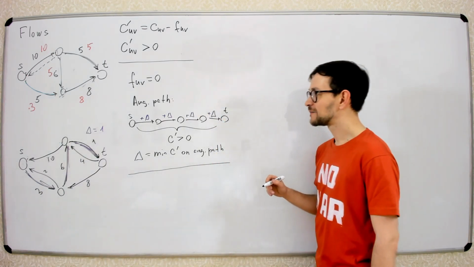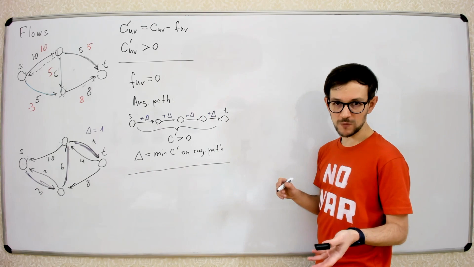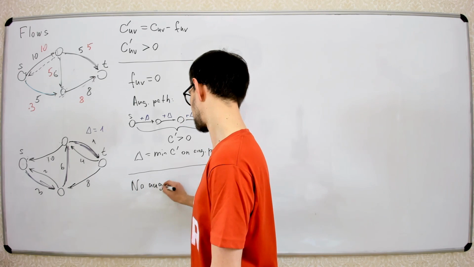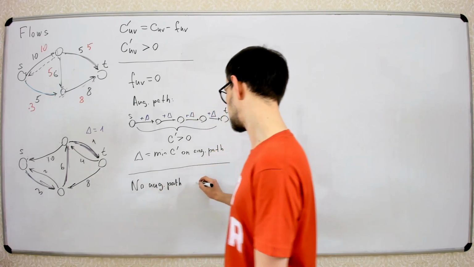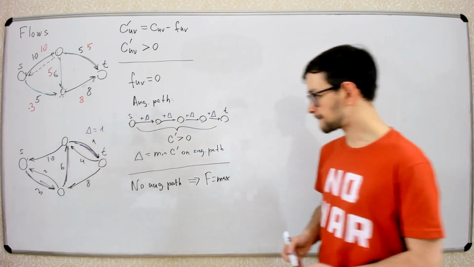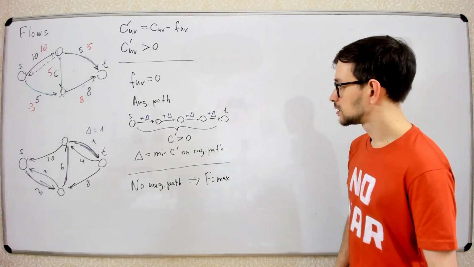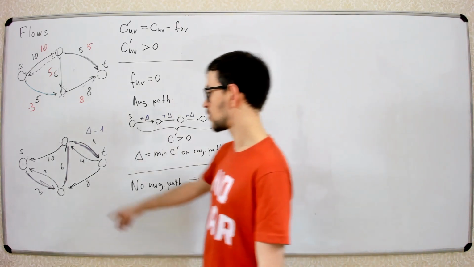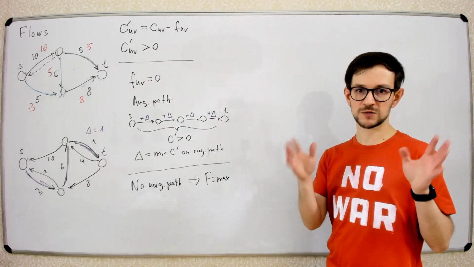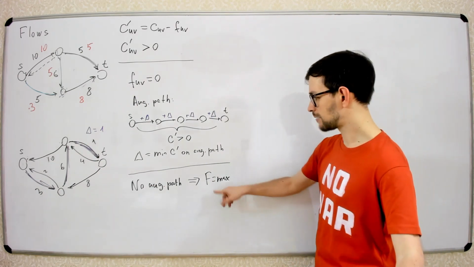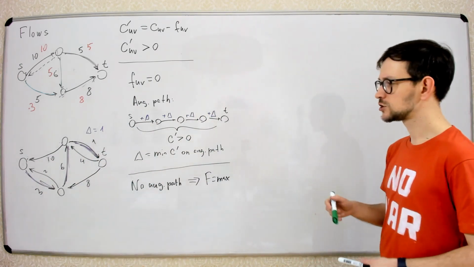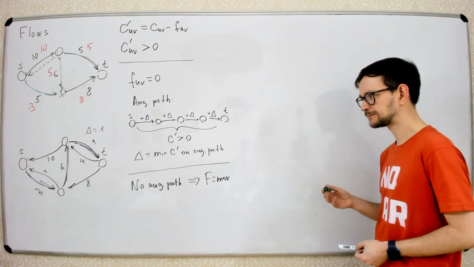So, what happens if we don't find any augmenting path? It actually means that the flow is the maximal possible. So I claim that if I don't have any path from S to T in the residual network, then the current flow is maximal possible. Yeah, that's the idea. I will prove it a little bit later. It's just easy to prove when we talk about cuts.